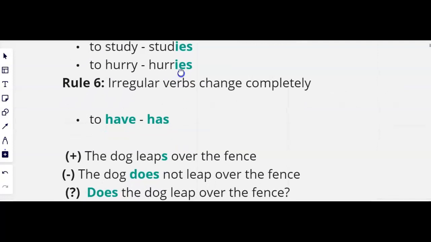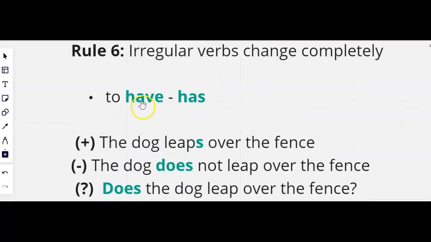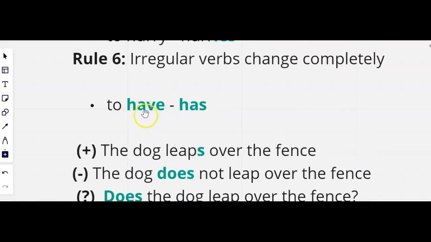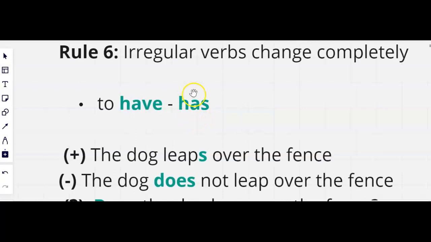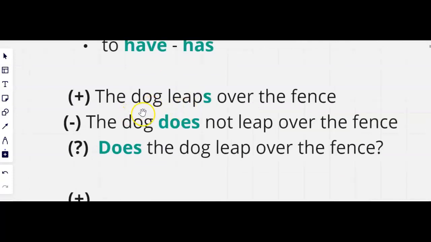All right, rule number 6: irregular verbs change completely. Okay, for instance, we have the verb have. So for plural we have, and also for first person, but if it is he, she, it, they are going to use has. This is an example of an irregular verb. So that's basically it.